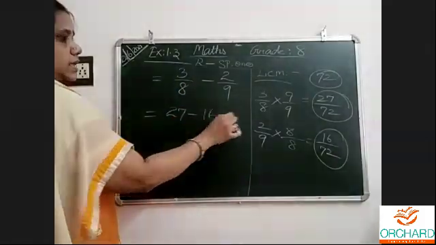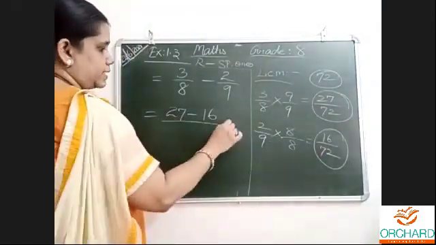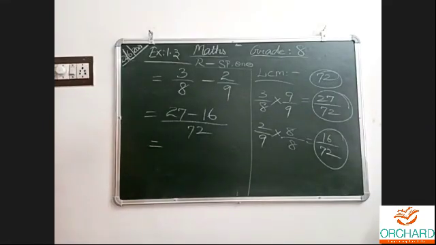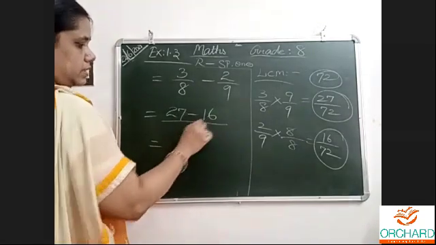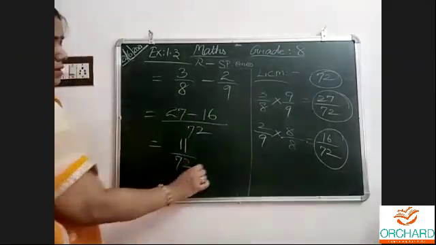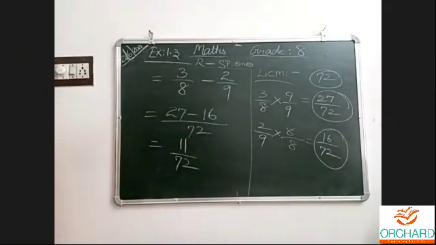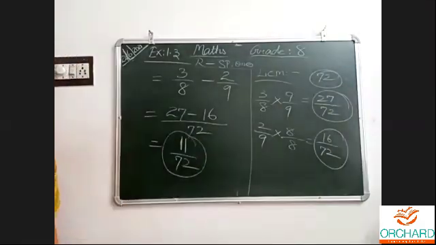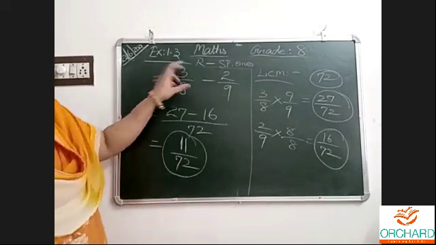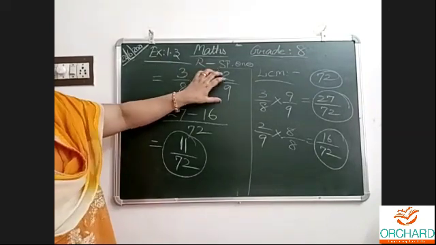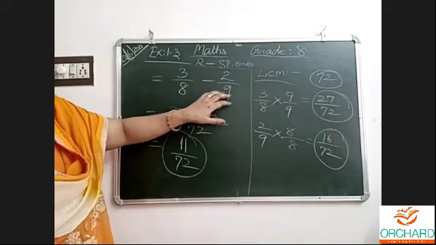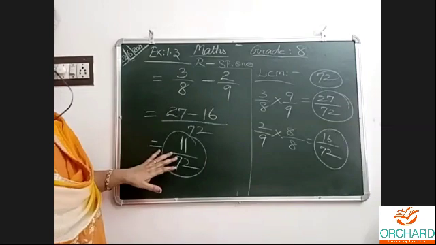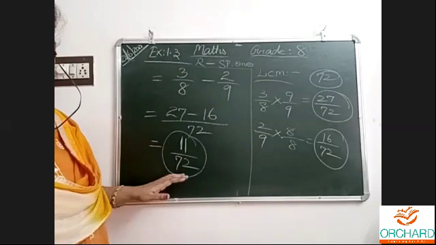27 minus 16, numerator, subtract with the common denominator. 7 minus 1, 6, 2 minus 1, 11 by 72. These are the number of marbles which are not spotted. Red color marble minus spotted one. When we do this, we are taking the LCM, doing the subtraction and getting the marbles which are not spotted.